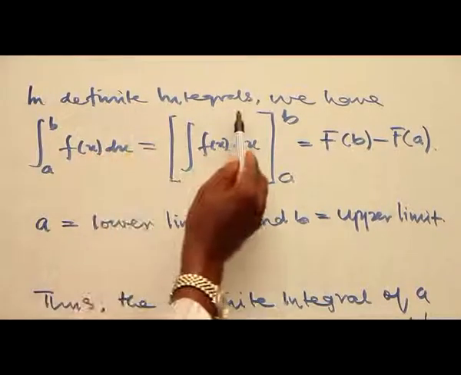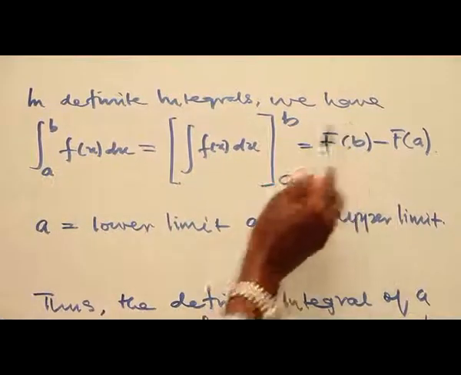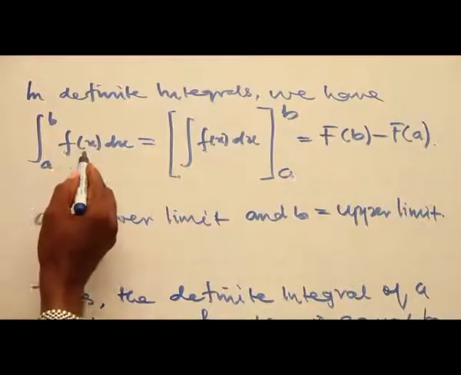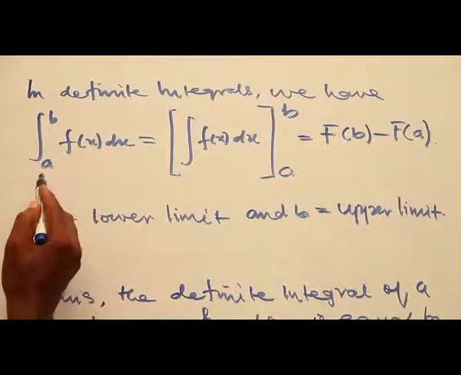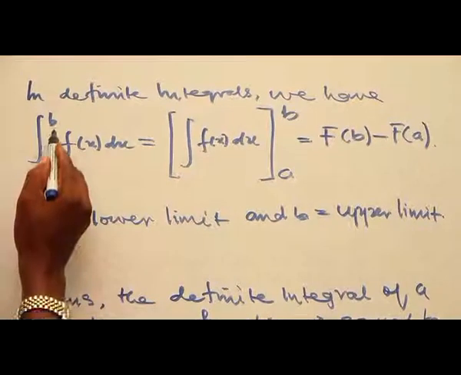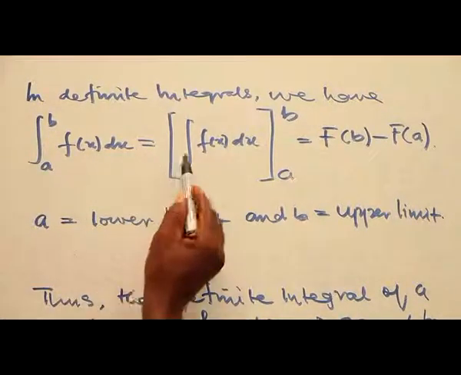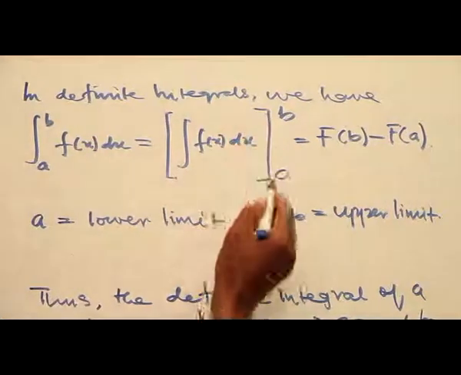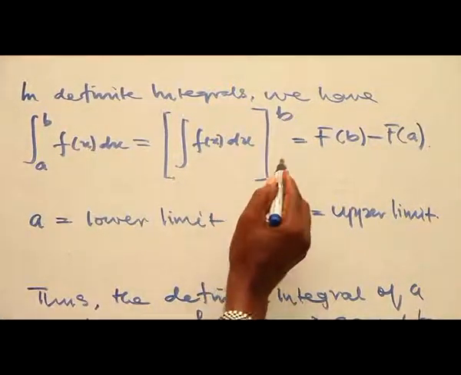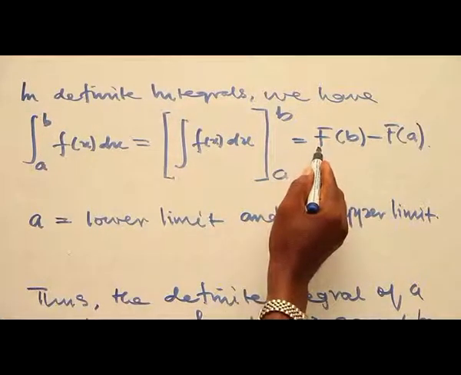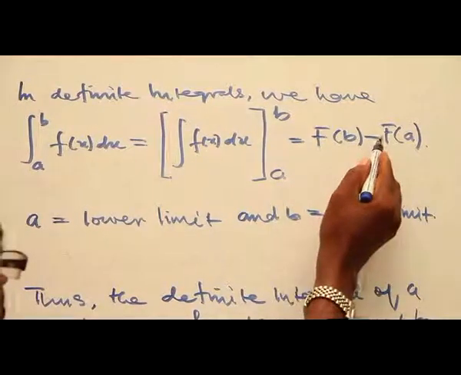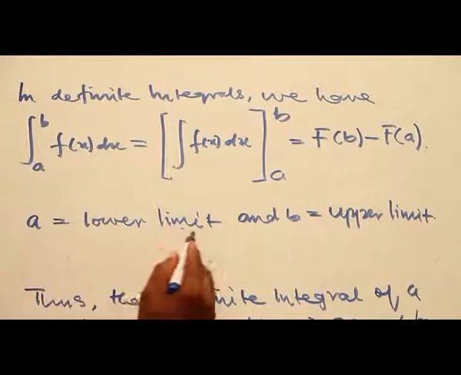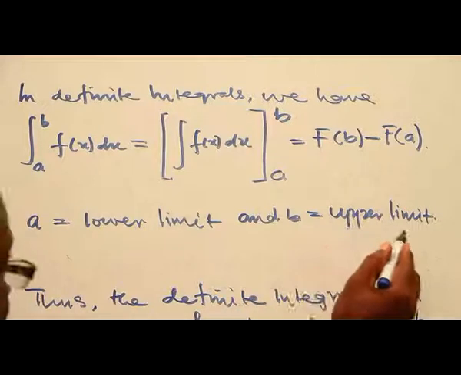In definite integrals, we have the integration of the function f of s ds from the point A to the point B, which is equal to the integration of f of s ds evaluated at the point A and point B, which eventually will give you capital F of B minus capital F of A, where A is the lower limit and B is the upper limit.